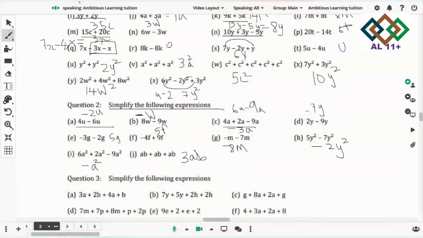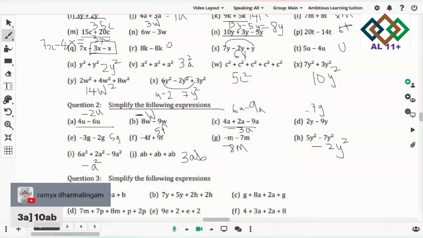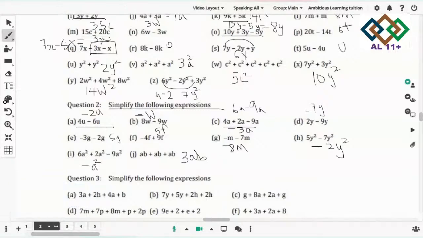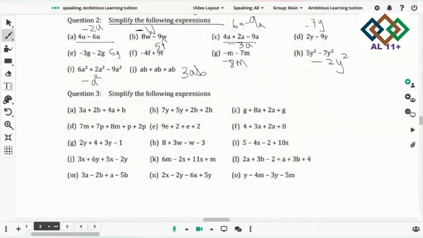So let's move on to the third one, and let me just put some of your answers if I have any. Yes, I do have it. Yes, good guys. So let's move on to number 3 now. So now we are moving on to the third one, that is simplifying the following equations. So now you have b's and a's.